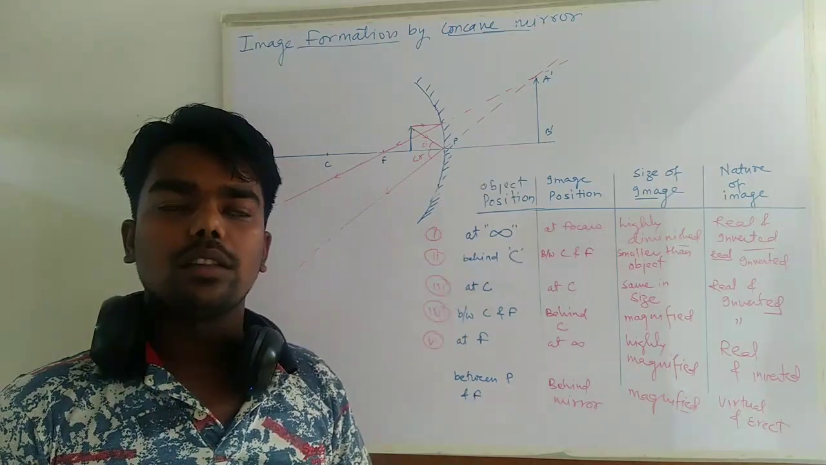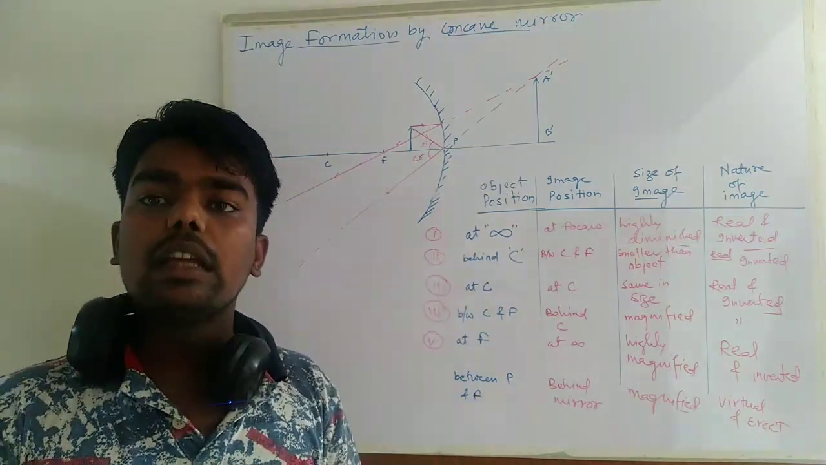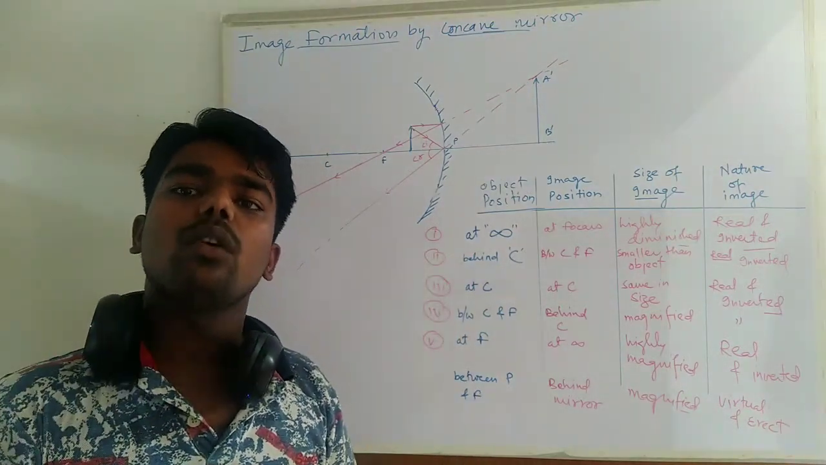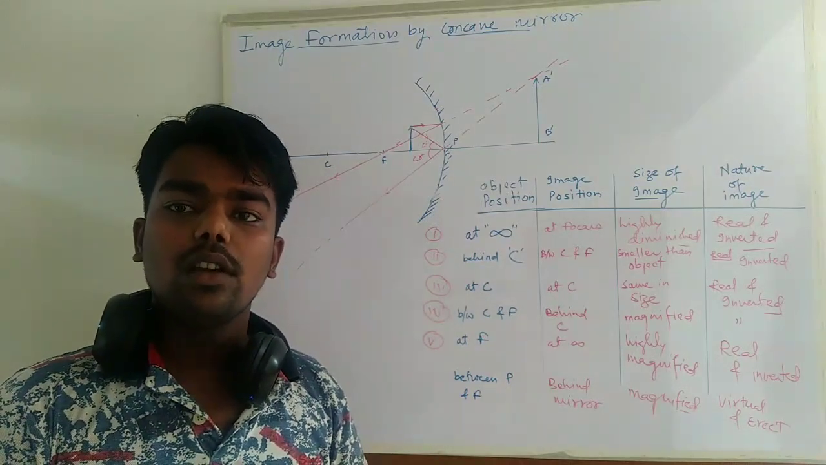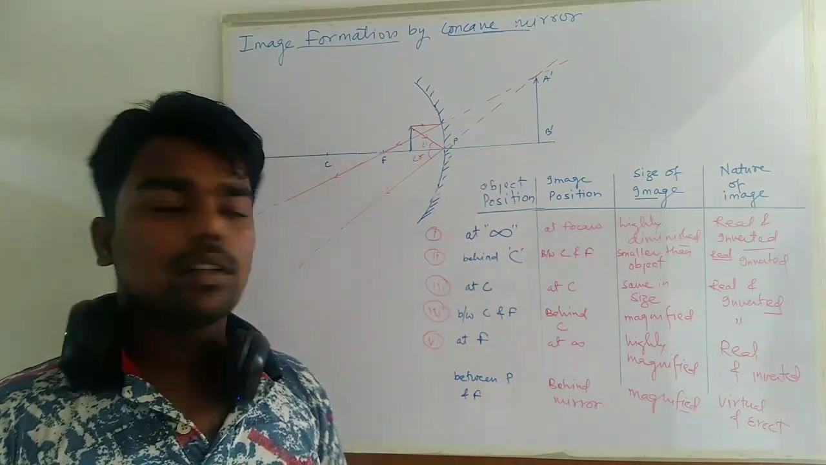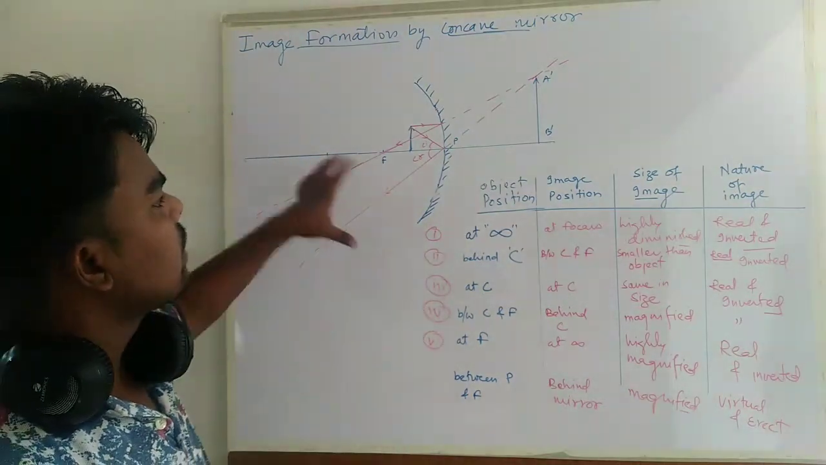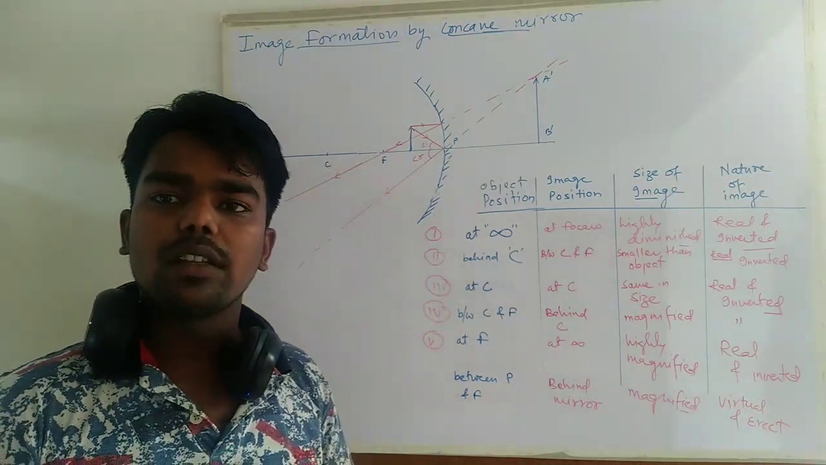If you see the dish TVs, the dish antennas we have at our home, that is also of concave shape. So in so many places this concave mirror is used, because it is a converging mirror, we can say, that's why.